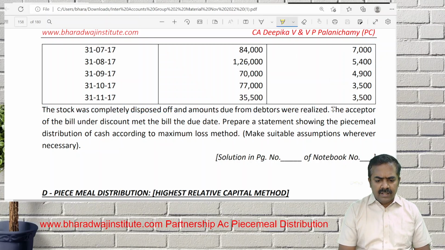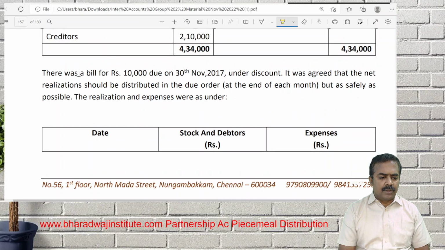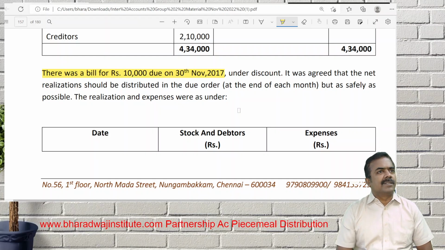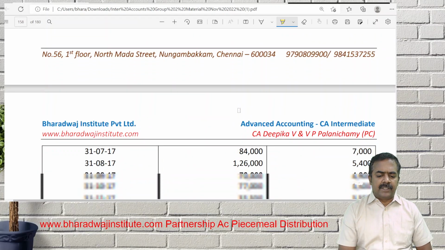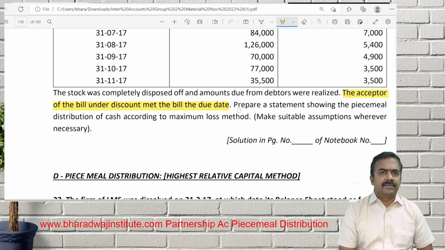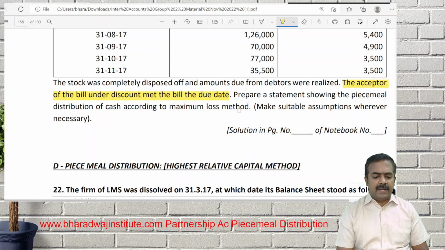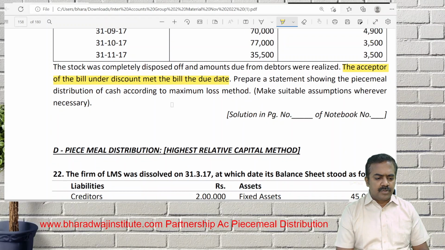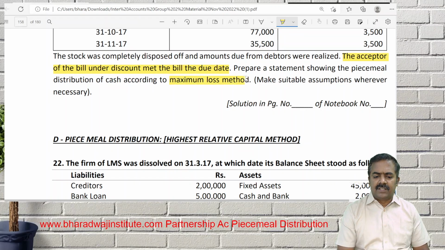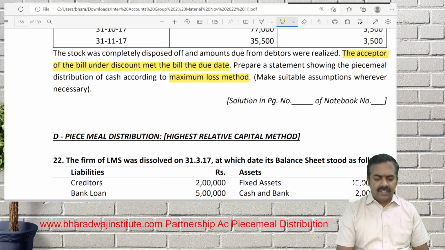Look at the next one. The acceptor of the bill under discount met the bill on the due date. This bill under discount is for how much? 10,000 due on 30th November. Whether the firm should pay or the acceptor pays for this? Acceptor pays for this. Anything to be paid by the firm for the bill? No. It is paid by the acceptor. Nothing is paid by the firm. So they ask you to work out under which method? Maximum loss method. Let us do it together.